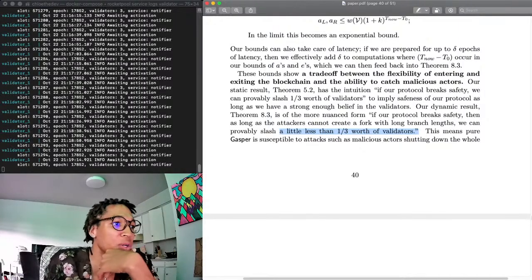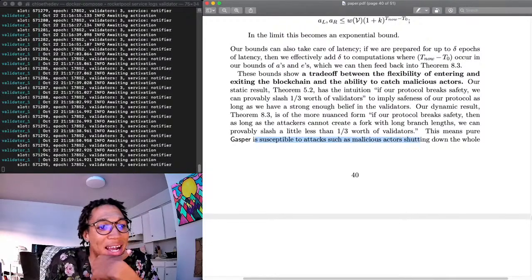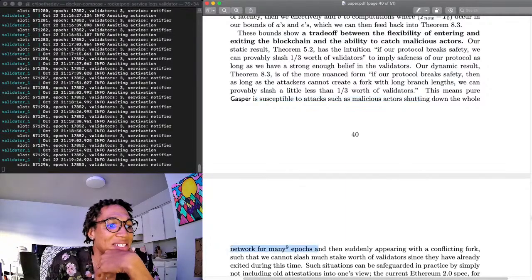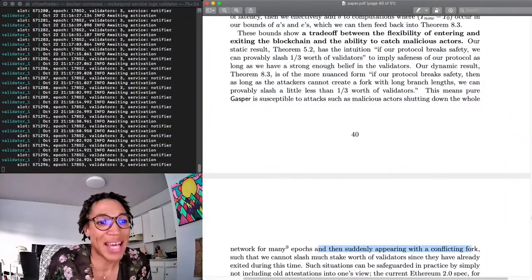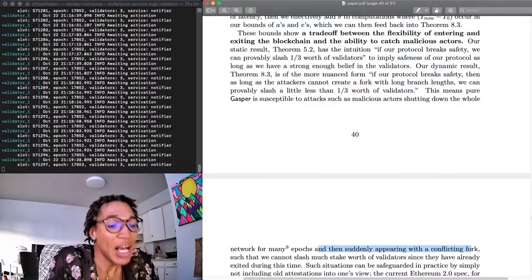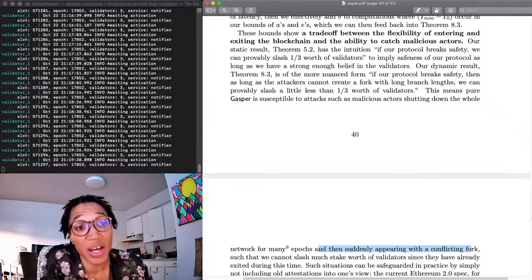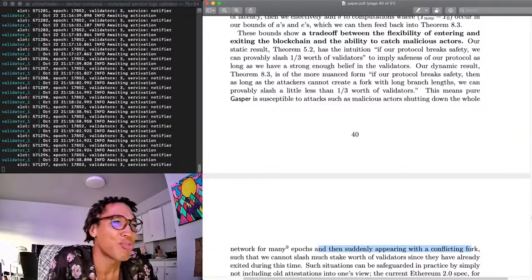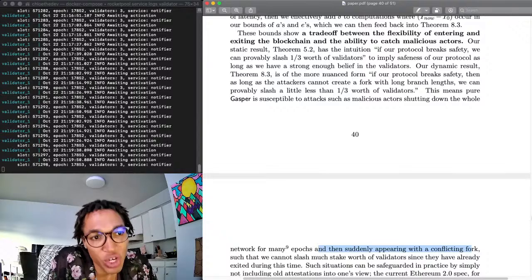This means pure GASPER is susceptible to attacks such as malicious actors shutting down the whole network for many epochs and then suddenly appearing with a conflicting fork. And this is kind of what we're seeing in Medalla now, and I think it would be fun to try and attack the network, because there's been such a long period of non-finality. Could some attackers now try and create some chain for a long period of time and create some reorgs?